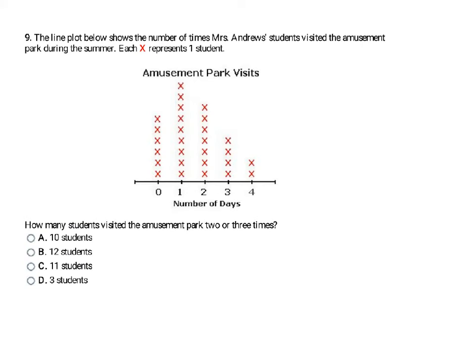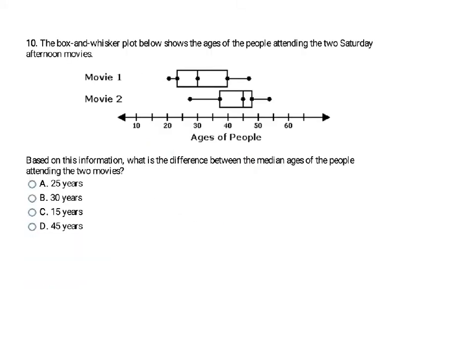Here's a line plot that shows the times Mrs. Andrews' students visited the amusement park during the summer. Each X represents one student. How many students have visited the amusement park 2 or 3 times? So that means I'm going to be looking at these 2 columns for 2 or 3 times, and then I just count the X's. This one's 1, 2, 3, 4, 5, 6, 7, then 8, 9, 10, 11. So that means 11 students went 2 or 3 times during the summer.